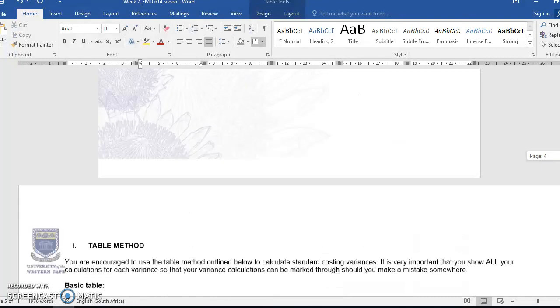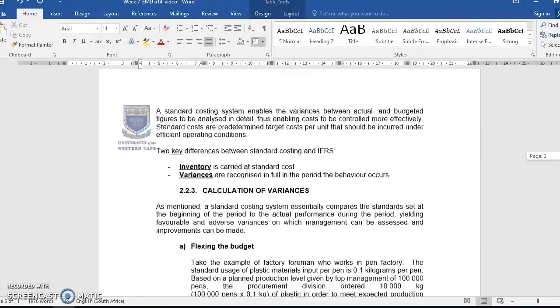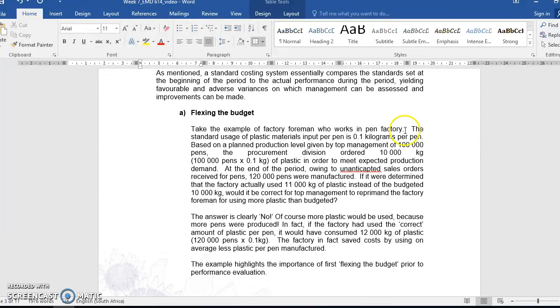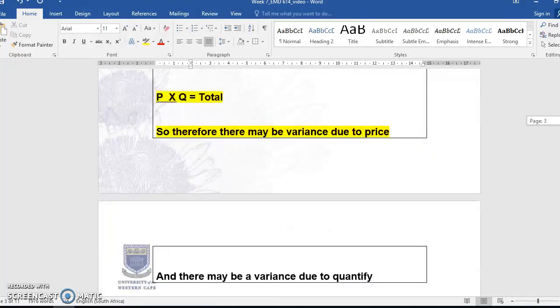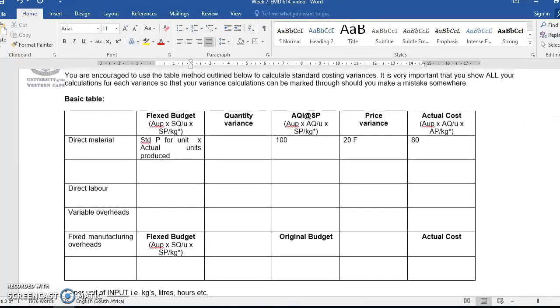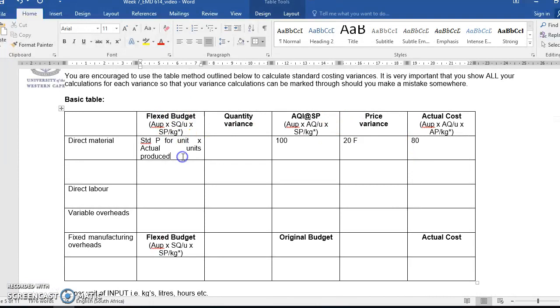Similar to this example that we just did in the previous video, where we said flex the budget. Well, what would be the standard price for 0.1 kilograms of pen, and let's say it costs 10 rand per kilogram. It would be 10 rand multiplied by 0.1 kilograms, which would mean it would be 1 rand, and then we say the 1 rand multiplied by the actual amount of pens. That will give us our flex budget. So it is standard price of 1 unit multiplied by actual units produced.